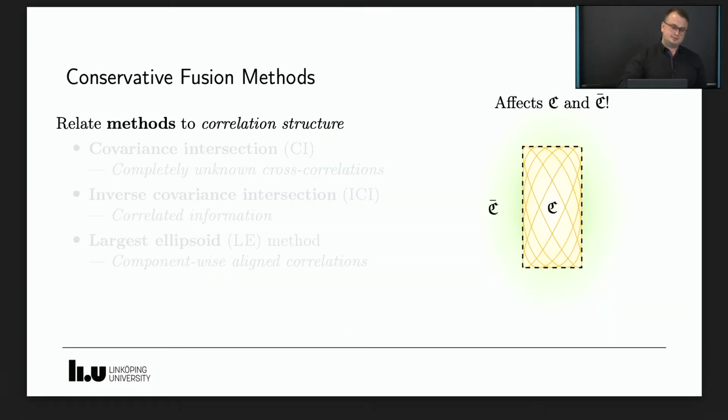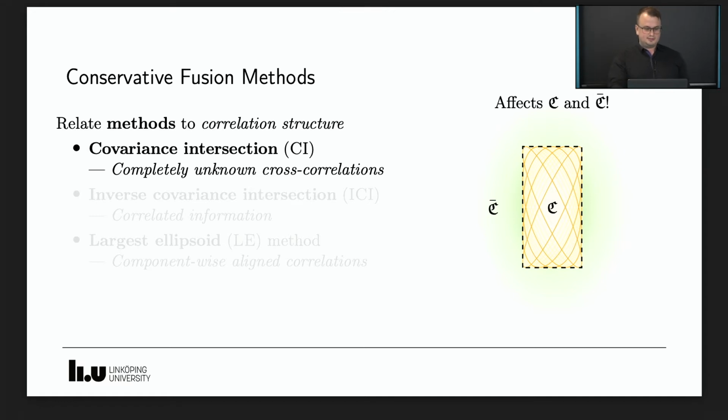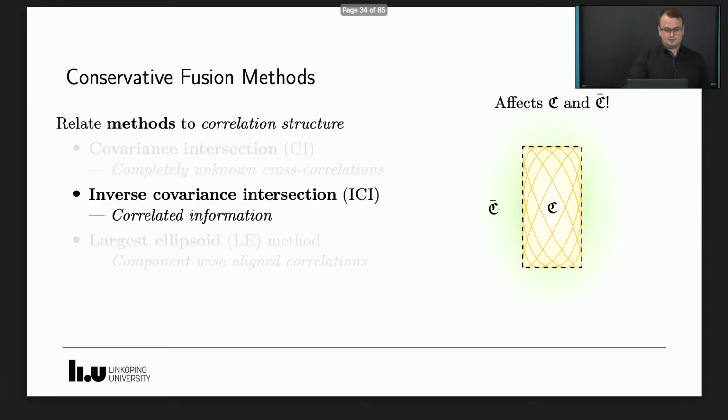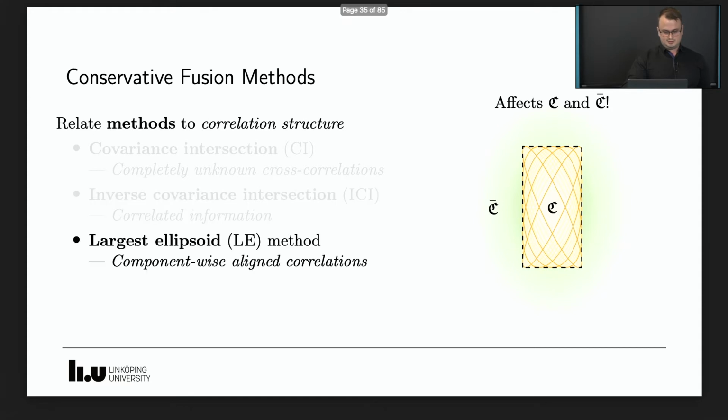So I will describe 3 conservative fusion methods, where each method is related to a specific correlation structure. Correlation structure can be seen as adding some knowledge about the unknown cross correlations, as we will see. And this knowledge will affect the C set and the C bar set. Having more knowledge about the cross correlations means that we can include smaller elements in the C bar set. So the first method is covariance intersection, which is related to completely unknown cross correlations, which is just we don't have any structure at all about the cross correlations. The second method is inverse covariance intersection. Here we assume the so-called correlated information structure. At last we have the largest ellipsoid method, where we assume component-wise aligned correlations.